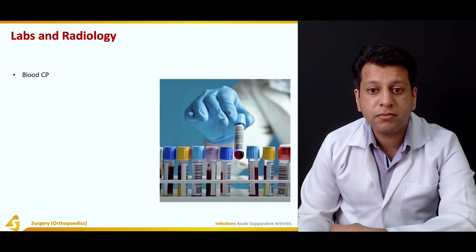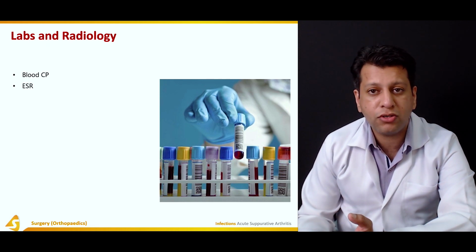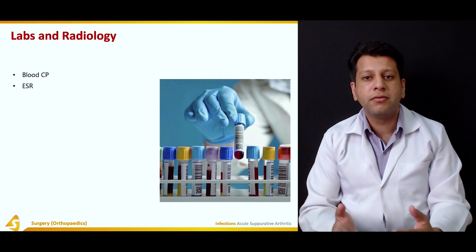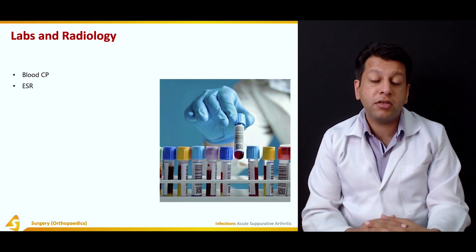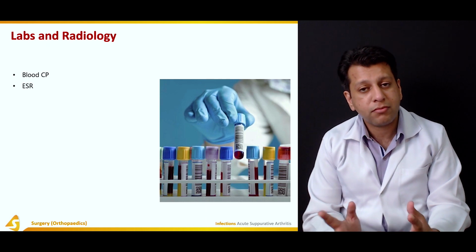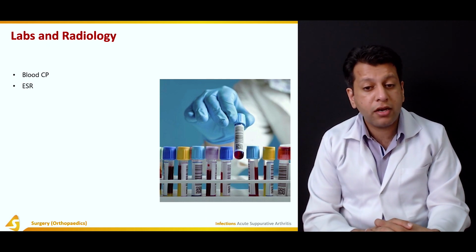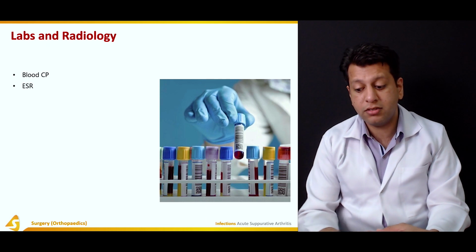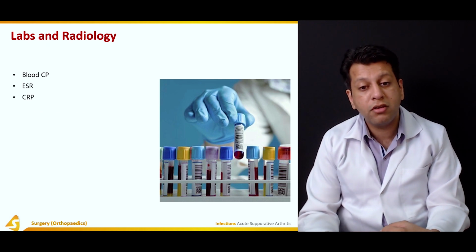Coming to the labs, it's always the blood CP that would usually show acute infection. There will be raised TLC. At times there will be 20,000, 30,000 TLC level. Neutrophils will be markedly raised. ESR will be markedly raised. There will definitely be a rise in CRP.